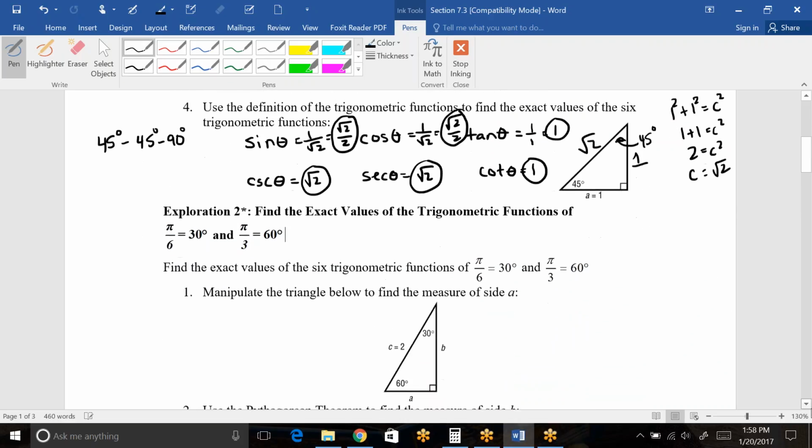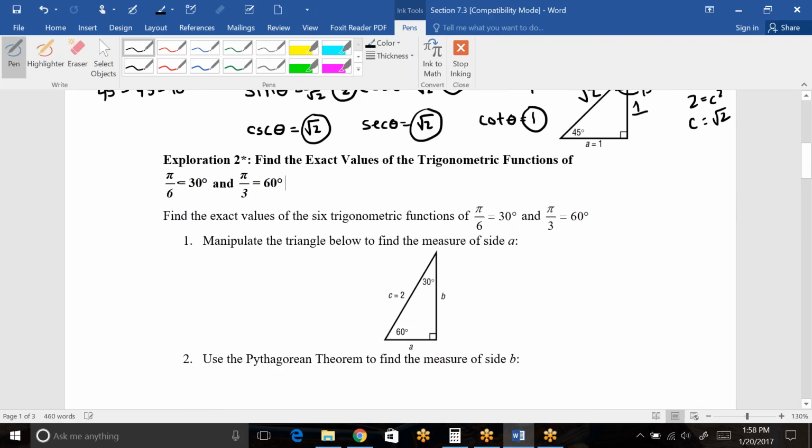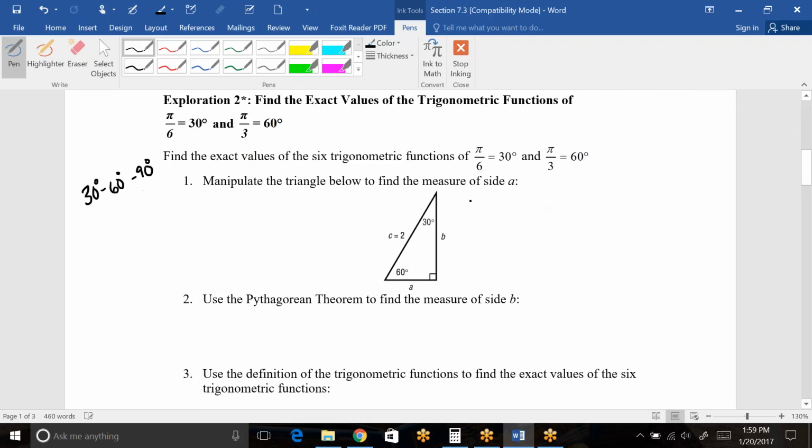Now we want to talk about 2 other special angles in a triangle, pi over 6 and pi over 3, which both relate to 2 different degree measures of 30 degrees and 60 degrees. So this is related to a 30, 60, 90 triangle. So it says find the exact values of the 6 trig functions of this triangle. So we need to manipulate this triangle to find the measure of side A.